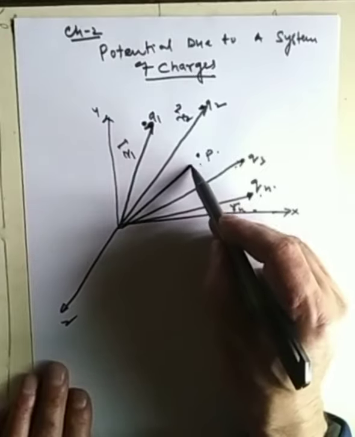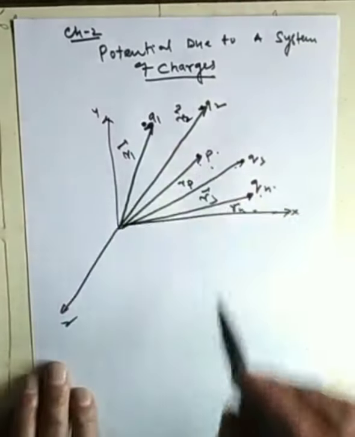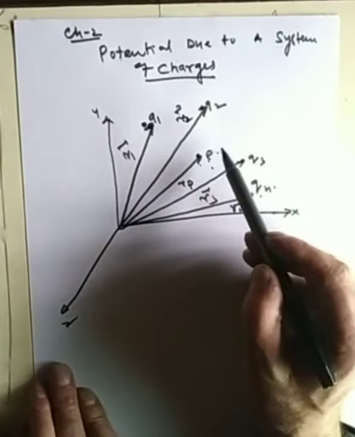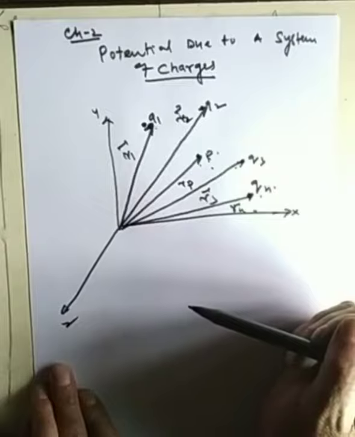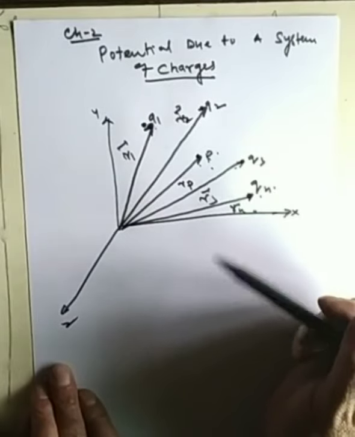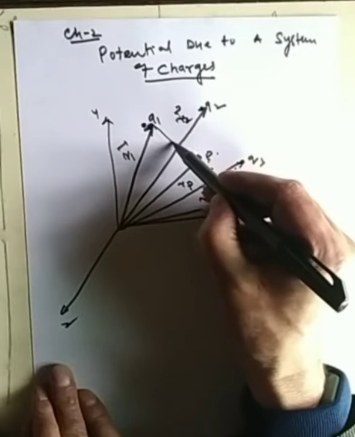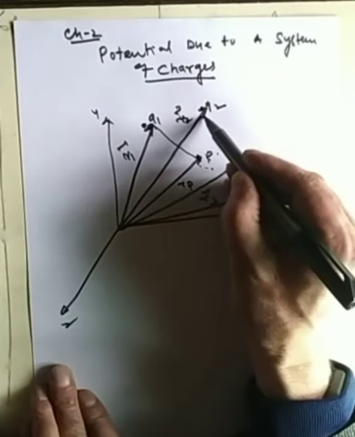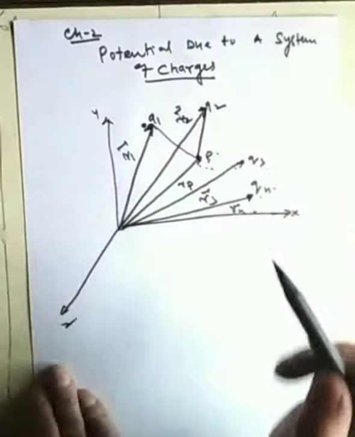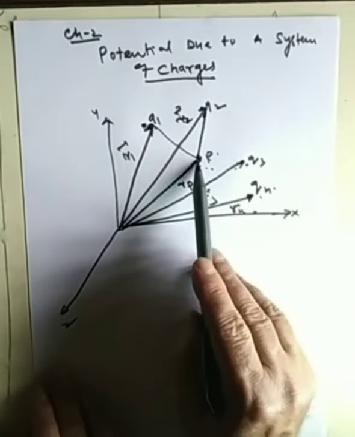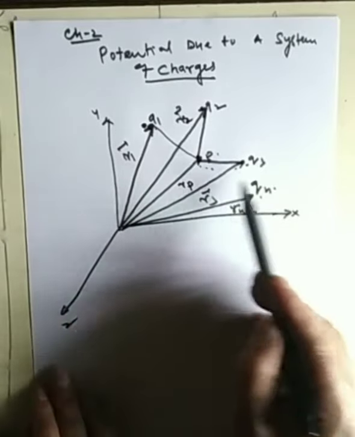Now let Rp be the position vector of the point of observation where we have to find the potential produced by these n discrete charges. Now the distance between Q1 and P is this. Similarly, the distance between Q2 and P is this. Distance between Q3 and P is this, and Qn and so on.